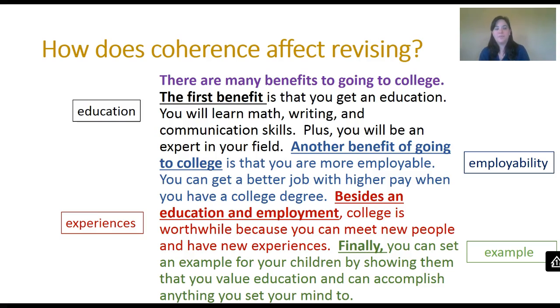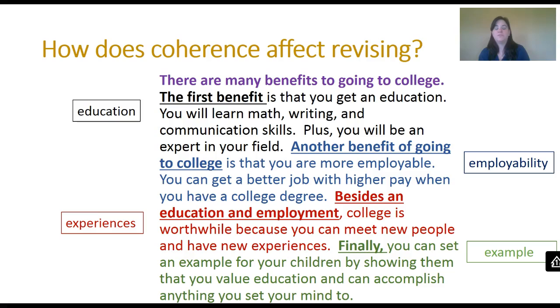As you can see from this part, I grouped all the sentences about education together, and I also began this with the transition, the first benefit is. Now let's move on to my second idea, employability. Another benefit of going to college is that you are more employable. You can get a better job with higher pay when you have a college degree.